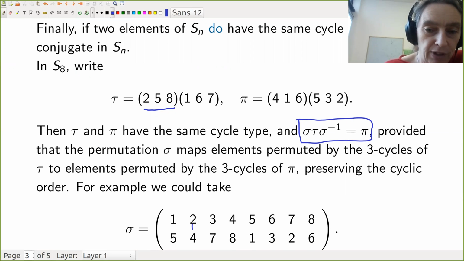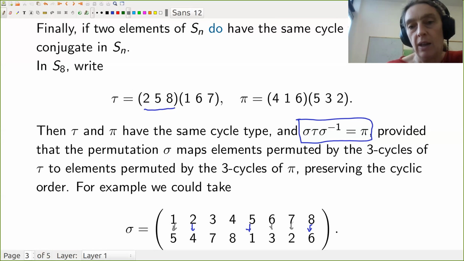But if we take the elements 2, 5, 8 of the first of the 3 cycles of tau, and take them to 4, 1, 6, which appear in the first of the 3 cycles listed in pi in the same cyclic order, then we can take the 3 elements 1, 6, 7 to 5, 3, 2 in that order. We could also have taken 1 to 3, 6 to 2, 7 to 5, because that would be the same cyclic order. We could write 5, 3, 2 equally well as 3, 2, 5. Okay, so there are options here for what we can do with sigma.